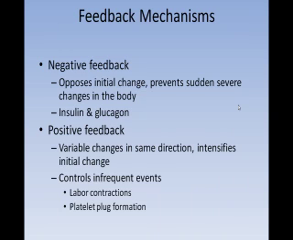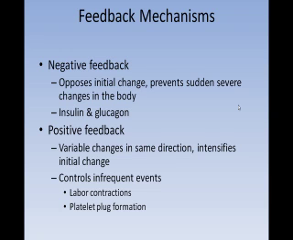Now, feedback mechanisms. This is how we control homeostasis. You have negative feedback. This is where you oppose the initial change. This prevents sudden severe changes in the body. All right, so we just did one with temperature. Remember how the temperature got elevated and then we started sweating, and so it dropped back down. That's negative feedback. I'm going to show you a picture on the next slide that's doing another example of negative feedback with insulin and glucagon.